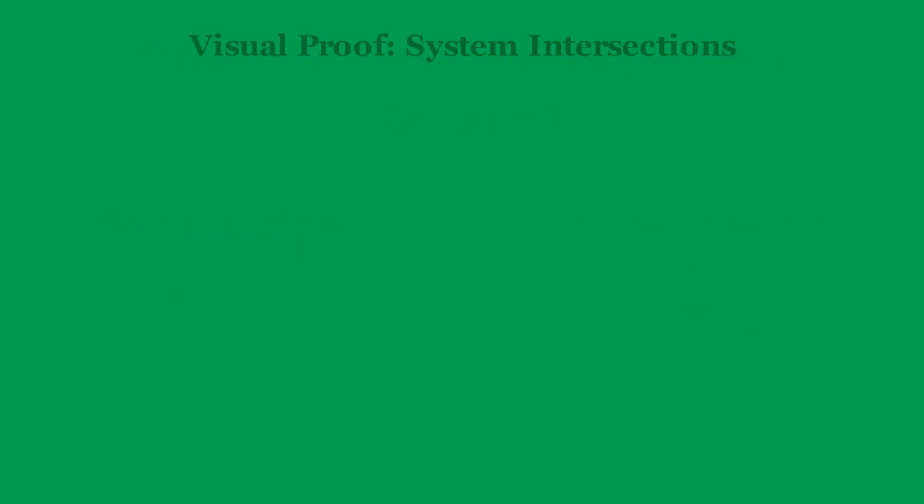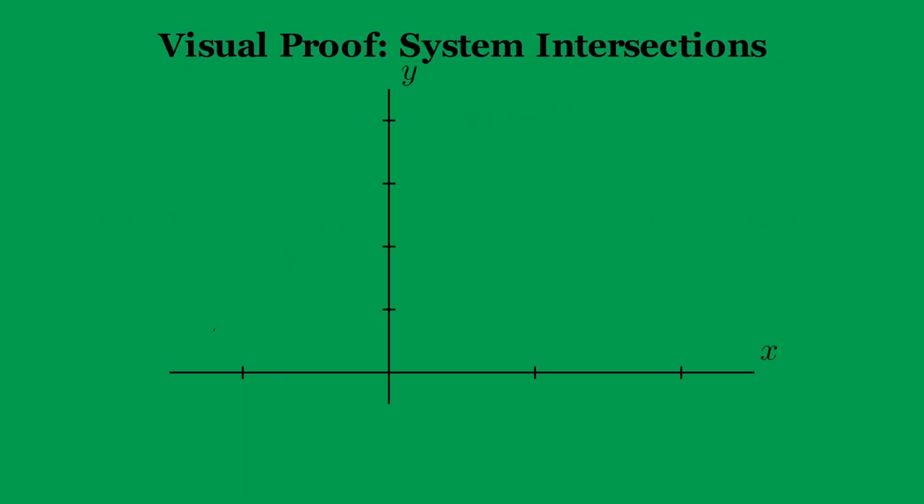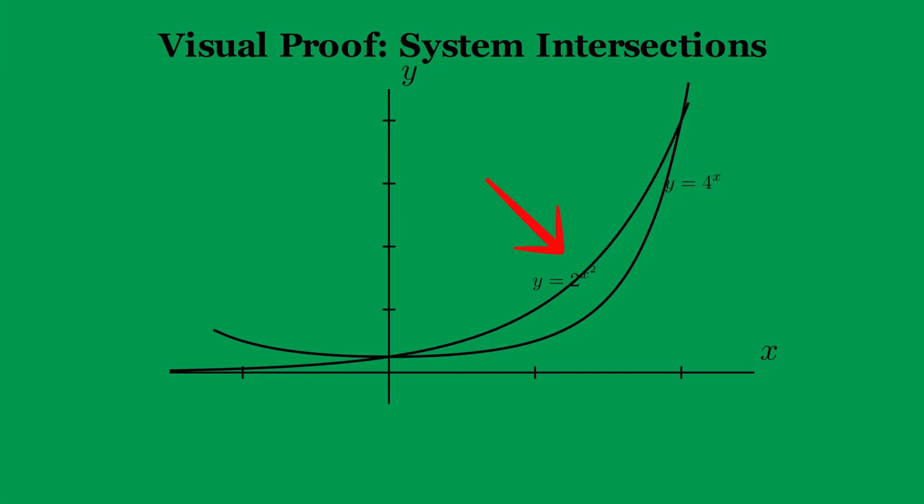Visual verification. Now let's confirm our answer graphically. Plot the functions y equals 2 raised to the power of x squared and y equals 4 raised to the power of x. The curves intersect at exactly 2 points. The first intersection is (0, 1), corresponding to x equals 0. The second intersection is (2, 16), corresponding to x equals 2. This confirms that both algebraic solutions are correct.